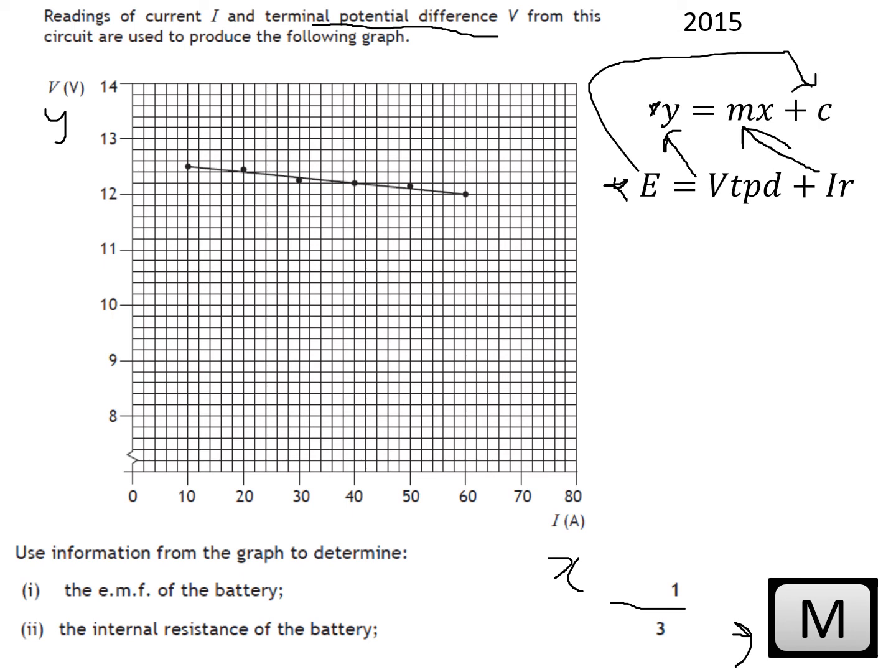To get the EMF of the battery, we just read off where the y-intercept is. What I would do, now I can't do this on my screen, is take my ruler and just extend that line to where it crosses the y-axis. You can see I've done a pretty rubbish job of that, but if you do it properly with your piece of paper in front of you, I reckon roughly the y-intercept would be about, well, that's 12, so that's 2, 4, 6, 7, so say 12.7 volts.